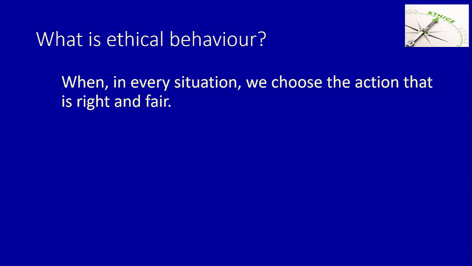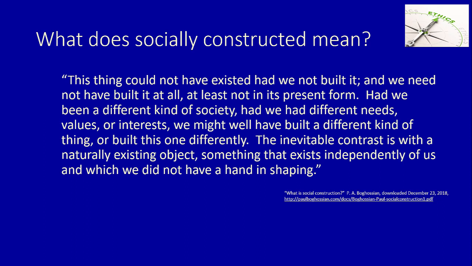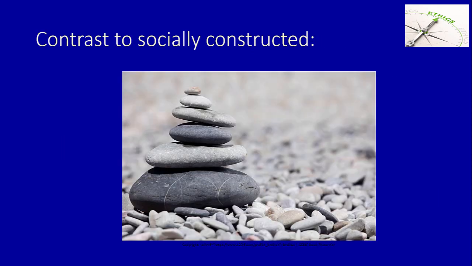That seems pretty straightforward, but it's not, because how do we define the words right or fair? Those words are socially constructed. Wait a minute. What does socially constructed mean? It means that if we had lived in a different society and we had different needs and values, then the meaning we have built around concepts would have been different. In contrast to that is a naturally existing object, like a rock.